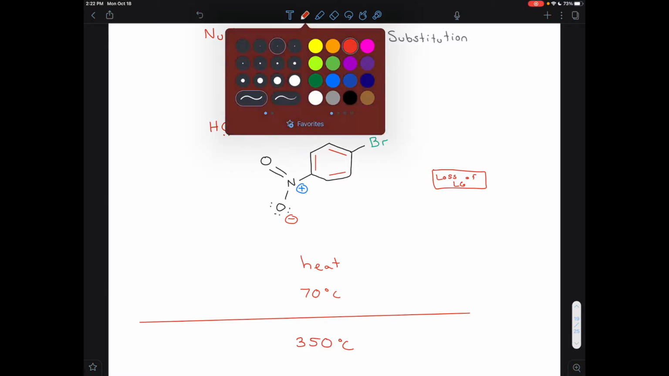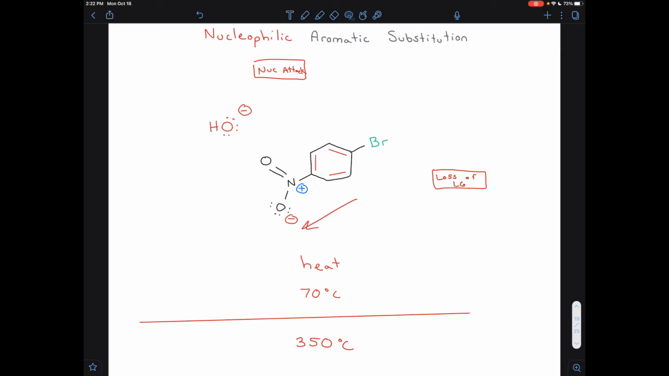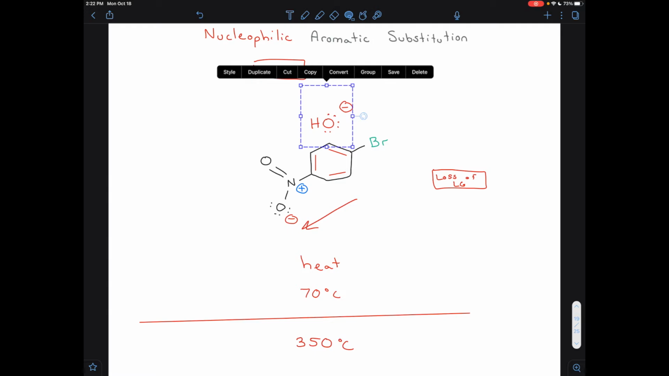The electrons get pulled toward the nitro group, and now this nucleophile just needs a little push. It's not being repelled as much because there are fewer electrons in the ring. So it just needs a little push, and it can attack that carbon there that has the leaving group on it.